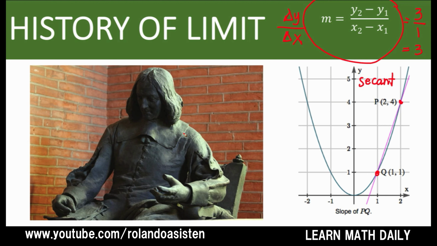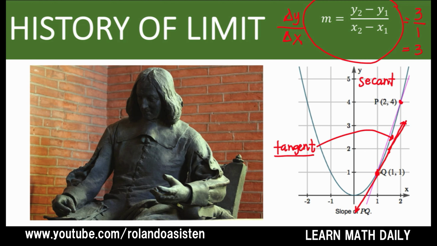But what Pierre de Fermat wants is to find the slope of the line that is tangent to the curve. And when we say tangent to the curve, there must only be one point of intersection between the curve and that line. So this red line could be the tangent line. And there's only one point of intersection here.